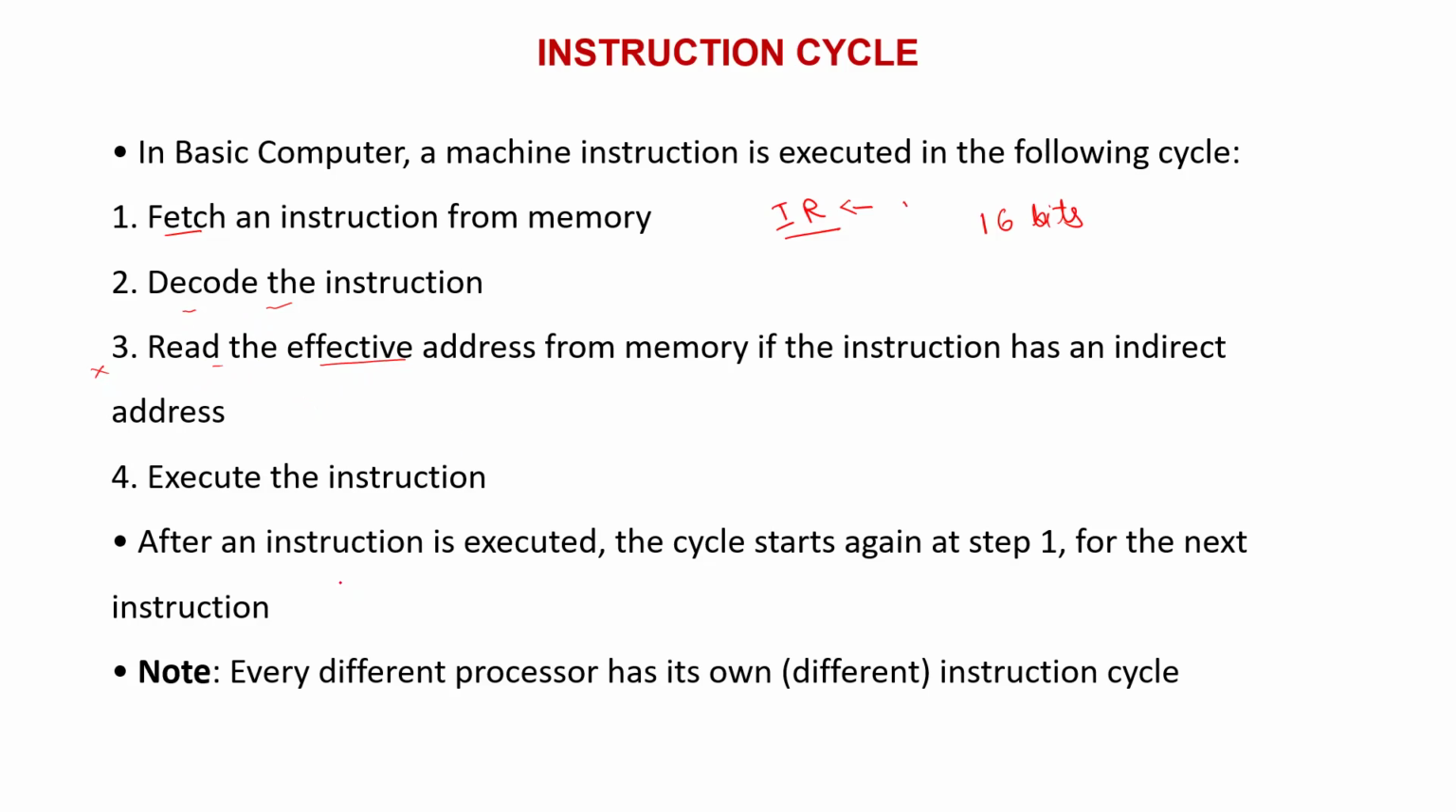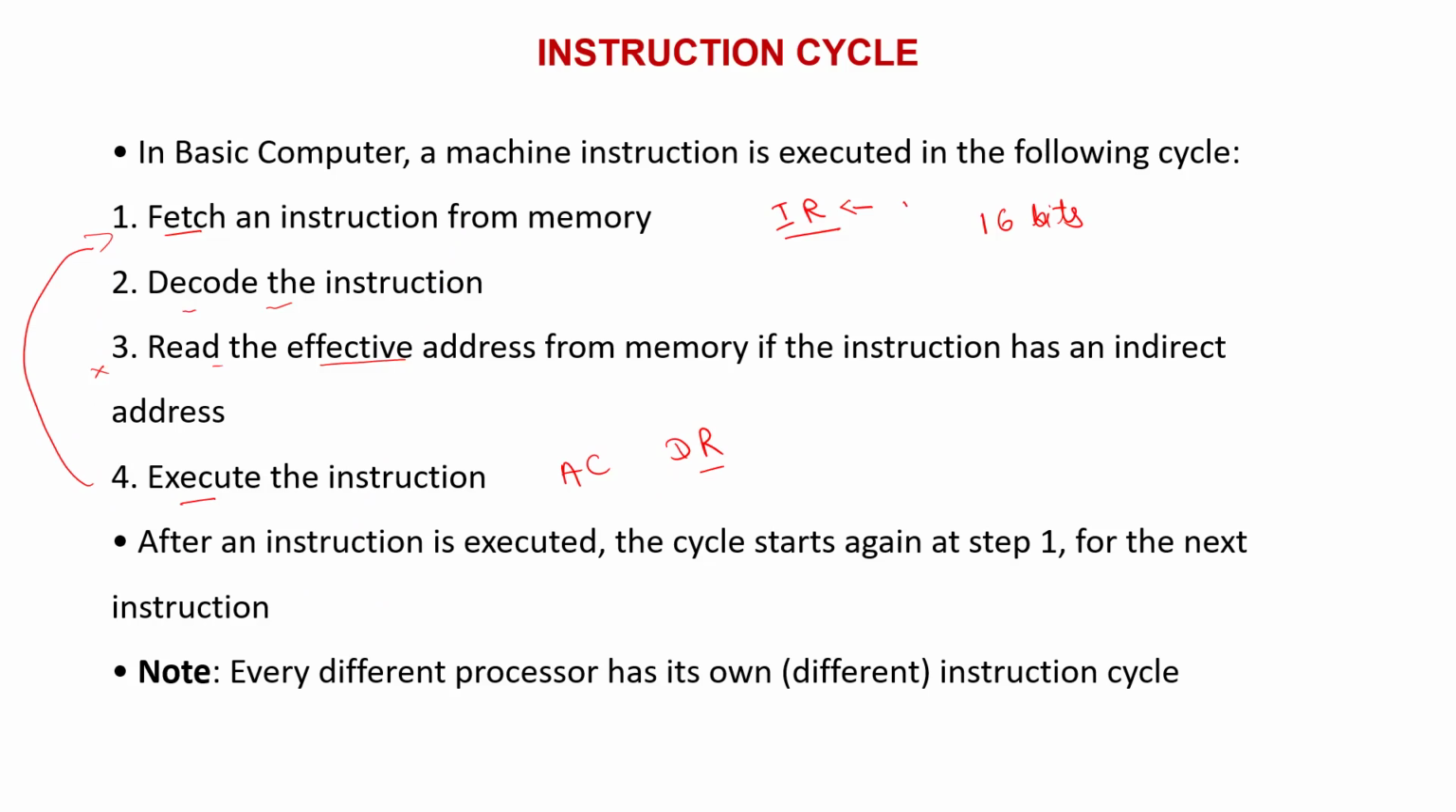And the last one is execute. Whatever micro operation is given will be executed between the contents of the accumulator and the data register. The data register contents we also obtain from memory; that operand will be stored in the data register before the manipulation. Once the instruction is executed, the cycle starts again from step 1, and this is repeated for the next instruction.